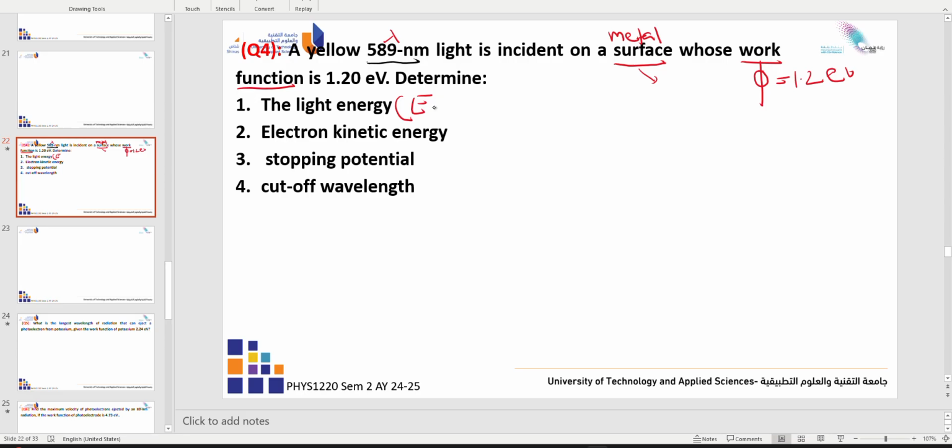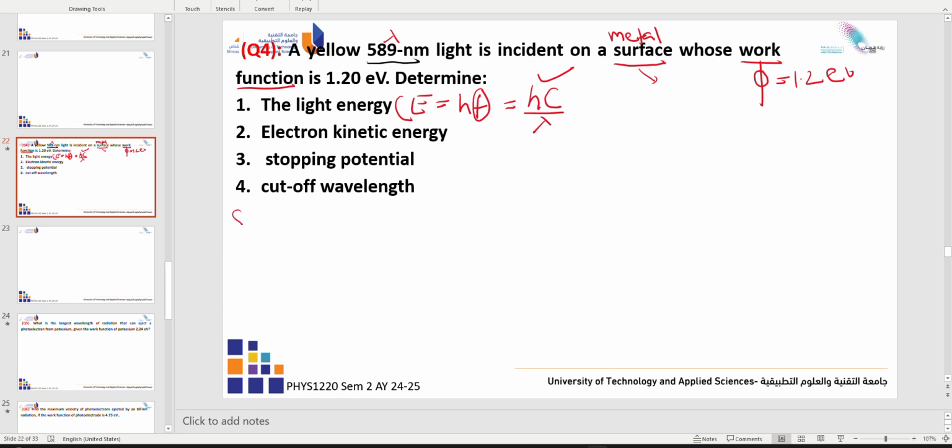Here we have two formulas. For this one we have one formula, E equals hf. This is rule number 1. But in this problem the value of the frequency is not given, so we cannot use this one. So here we have to use the formula with h, the Planck's constant, and c, the speed of light, divided by lambda. This rule we have to use.